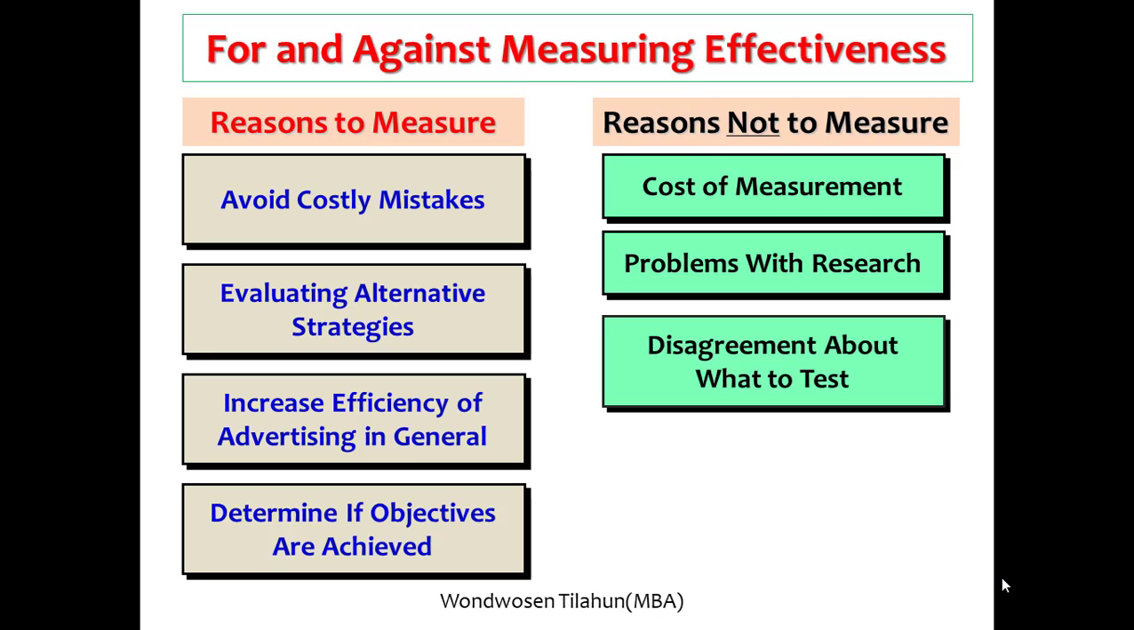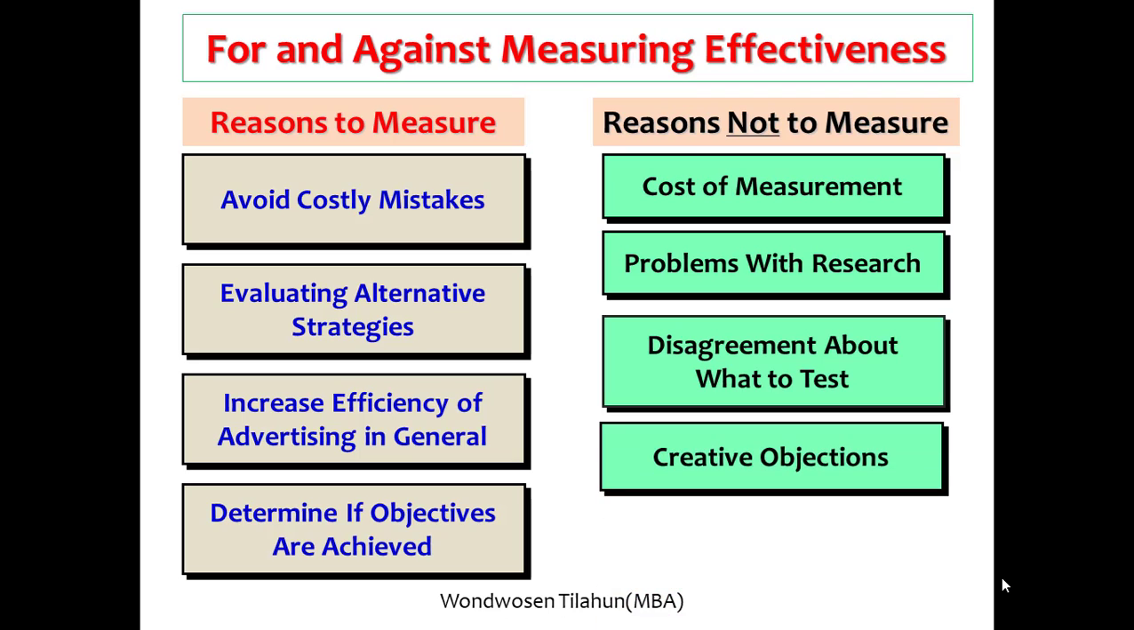So we can test the source, we can test the media, we can test the budget, and we can also test the message. But the very problem is they disagree about what things to be measured at this stage. So it's because of this disagreement they are not going to measure the effectiveness of advertisement.